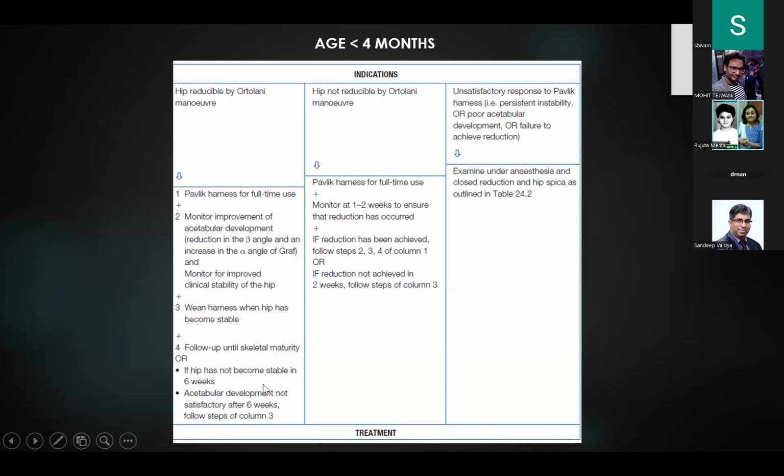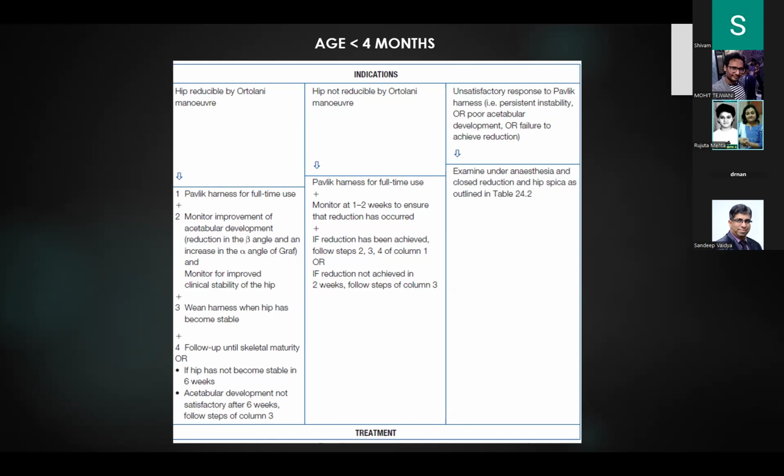If the hip becomes stable, then this can be weaned off gradually and then followed up till skeletal maturity. However, if the hip has not become stable in 6 weeks, or acetabular development is not satisfactory after 6 weeks, then we have to follow up to column 3. Here, with an unsatisfactory response to Pavlik harness or a poor acetabular development or failure to achieve reduction, we have to examine under anesthesia and attempt closed reduction and hip spica.